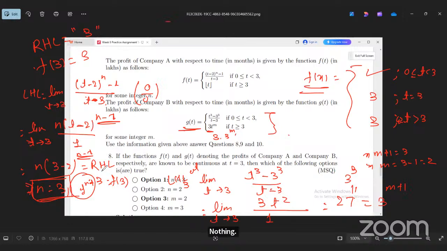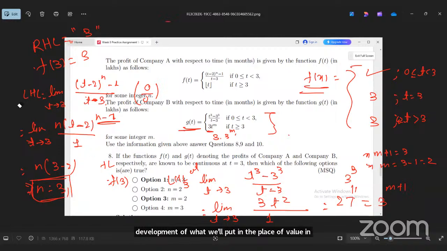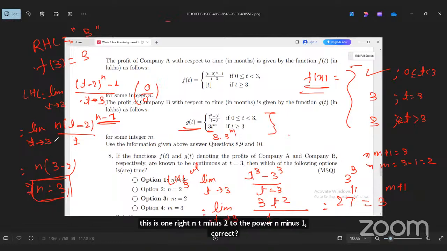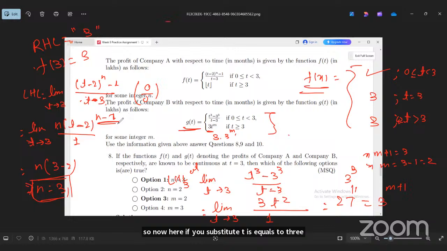The value of n, what will we put in the place of n? So n is equal to 3 only, right? Because see, this thing I have missed. So this is 1, right? n into t minus 2 to the power n minus 1, correct? So now if you substitute t is equal to 3, it will become n into 3 minus 2 to the power n minus 1. But 3 minus 2 is nothing but 1. So 1 to the power n minus 1 is the same as 1. So that's why the value of n still remains 3. Fine? Is it fine?